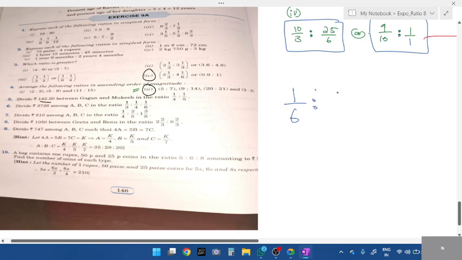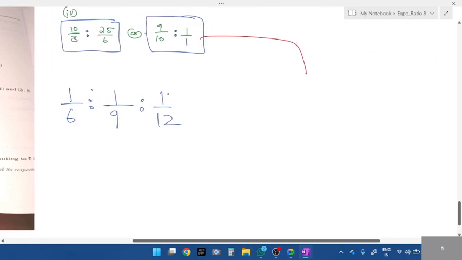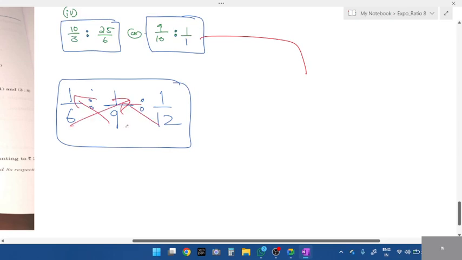First main, fourth one. 1 by 6 is to 1 by 9 is to 1 by 12. How many terms are there now? 2 or 3? How many values are there? 3 terms. How can you cross multiply? Is it possible to cross multiply like this? Respond. All of you will respond.